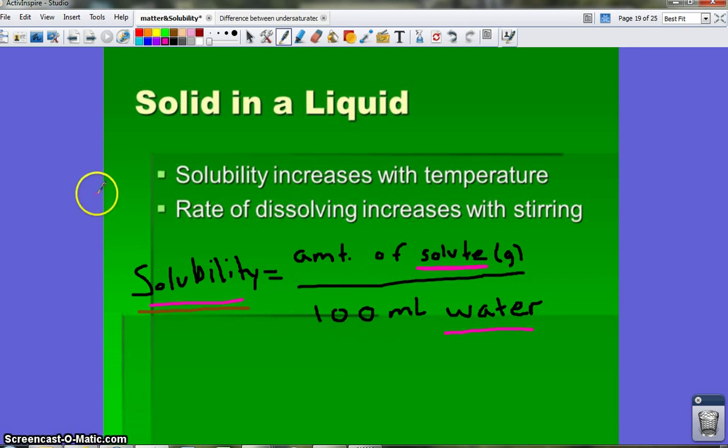So if we were to heat up our Kool-Aid and then add more sugar, we could actually fit more sugar within the Kool-Aid. And the rate of dissolving, how fast it's going to dissolve, is going to increase with stirring. You see that with Kool-Aid. If you let it sit there, it's going to dissolve very slowly. If you take a wooden spoon and start stirring it up, it's going to dissolve a lot faster.